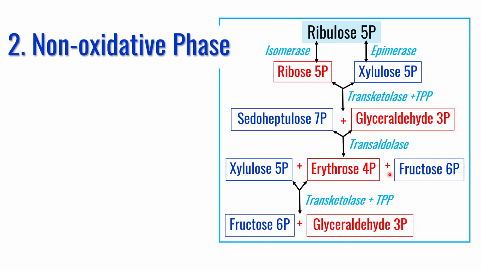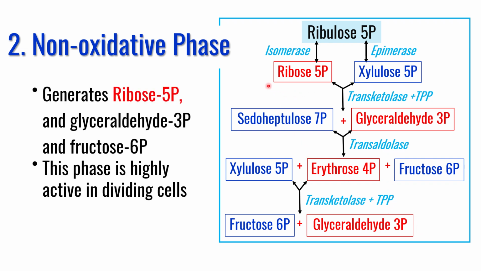So the primary purpose of this phase is to produce ribose 5-phosphate, which is a component of DNA, RNA, and also coenzymes such as NAD, FAD, NADP, ATP, etc. And also it recycles excess pentose into glyceraldehyde 3-phosphate and fructose 6-phosphate, which are intermediates of the glycolytic pathway. They feed into the glycolytic cycle and support energy metabolism. So this pathway is highly active in actively dividing cells.